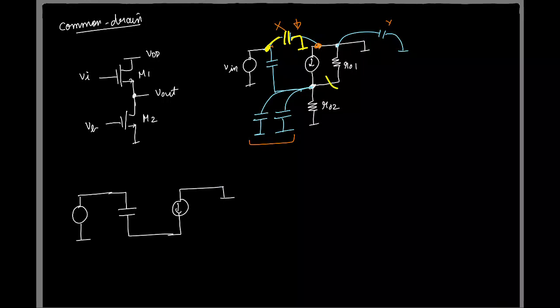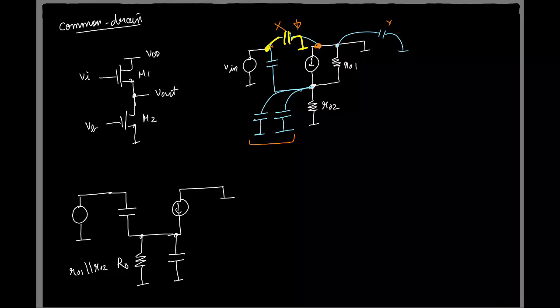And also if you look at R01, it is connected from this node here to ground, right? And same is the case with R02. So I'll basically combine the two in parallel, and I'll call it some R0, which is R01 parallel R02, and of course you have the final capacitor here.